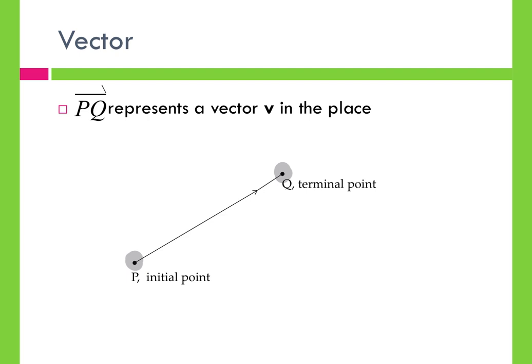A vector has two types of measurement. One is the length, which is called magnitude. We'll also talk about that in a second. And the other is direction, and that is almost like its slope. It's its change in x and change in y.